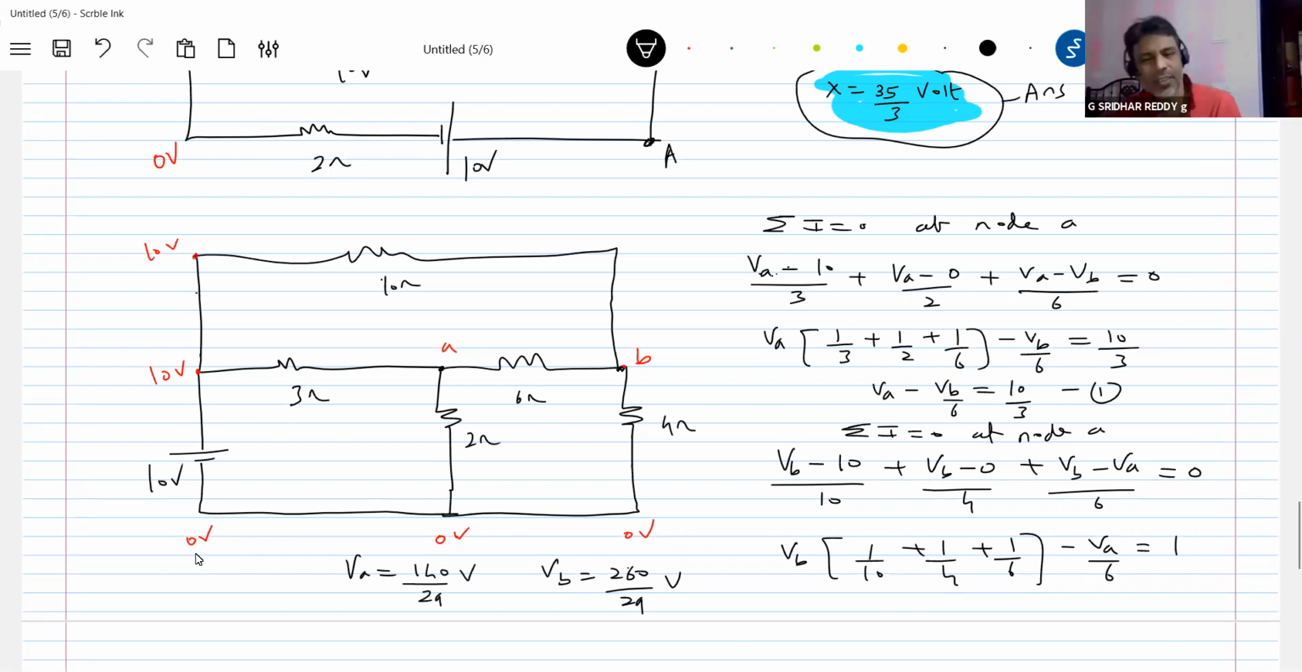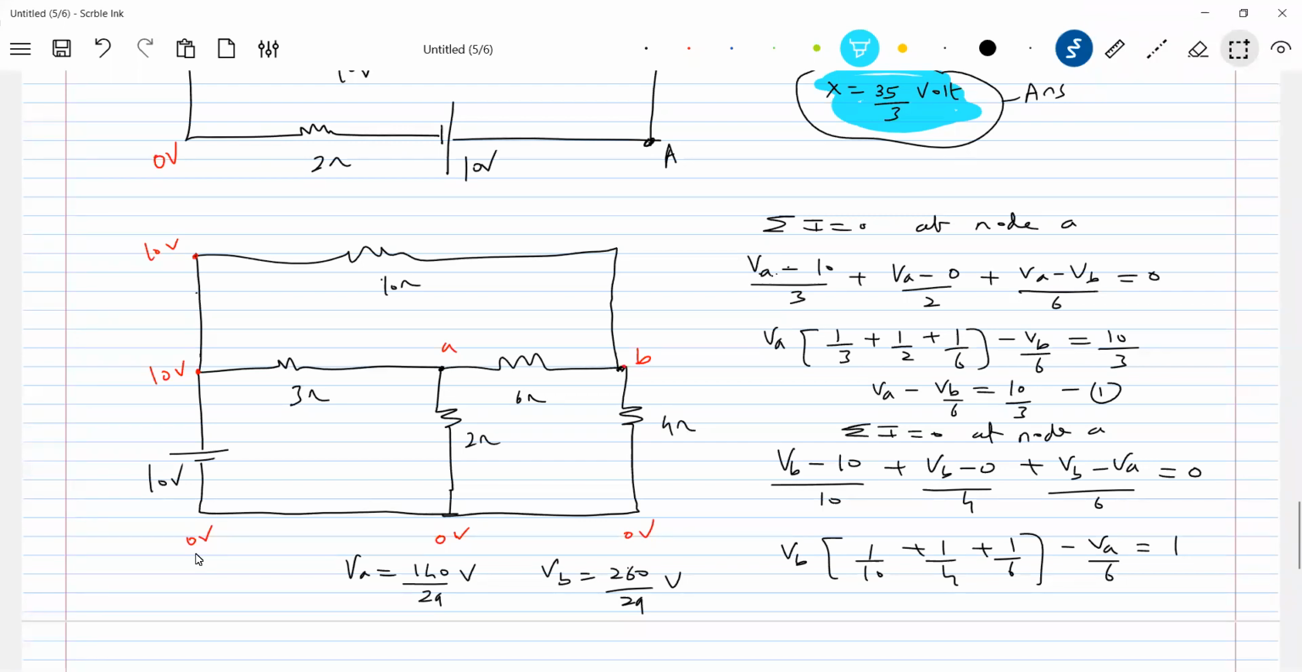One cross check: can VA be greater than 10 volt? I think this is also a better idea we must have. Can VA potential be greater than 10 volt? Because this cell is what is going to energize the circuit, no? So we should also have some basic idea of our answers here. Potential, can it be more than 10 volt?